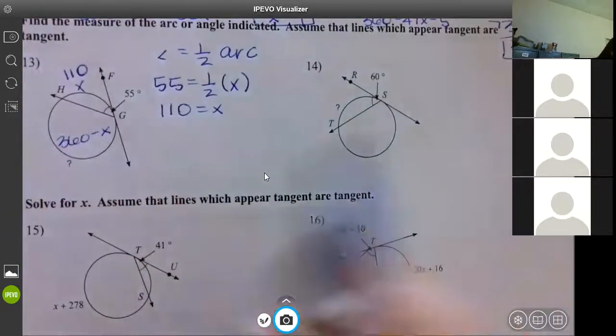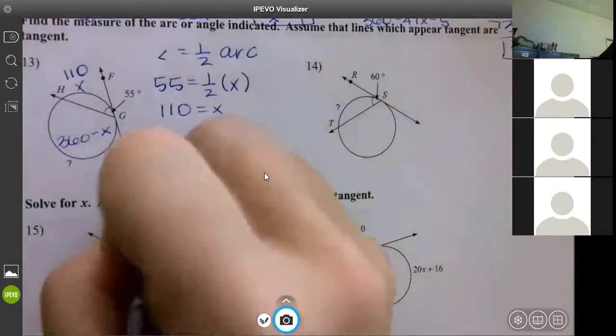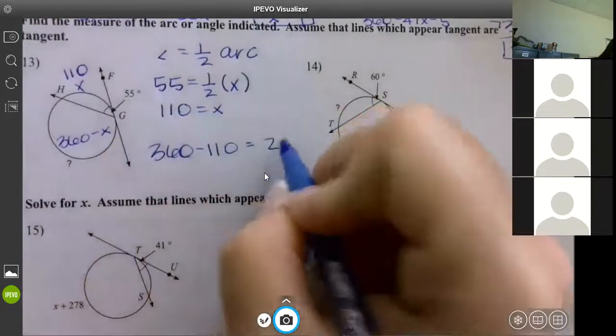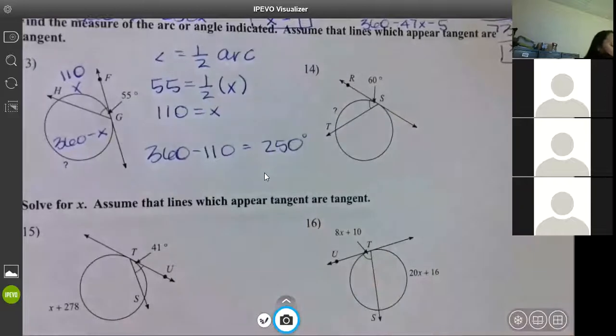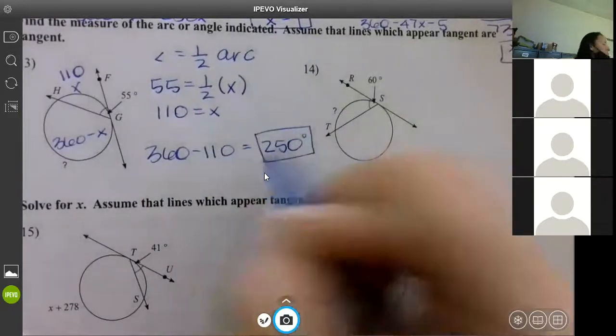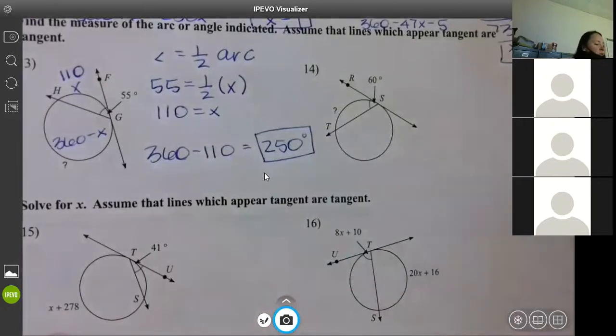How do I find the other arc? So we get 250. That's it, yeah. Not too bad, right? It's actually easier than the other ones.